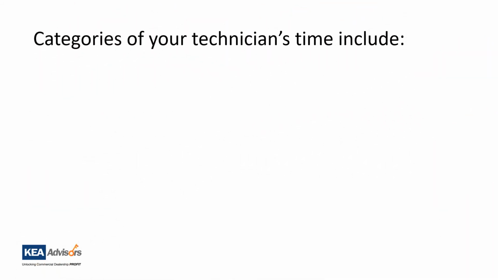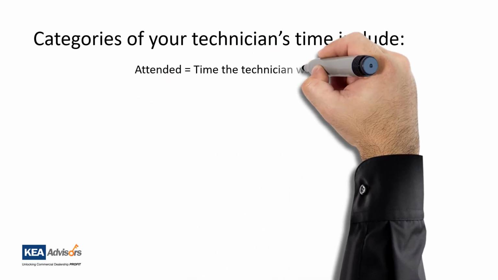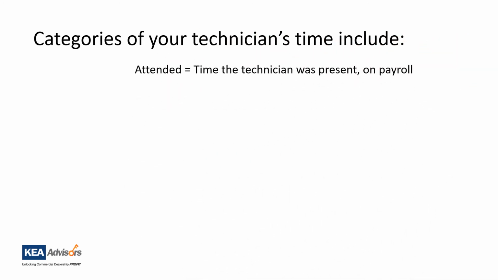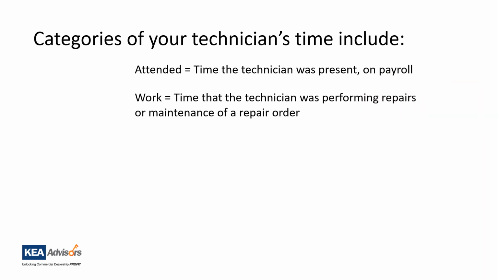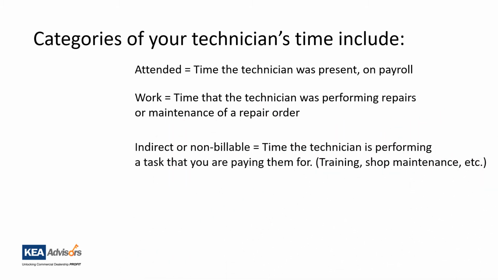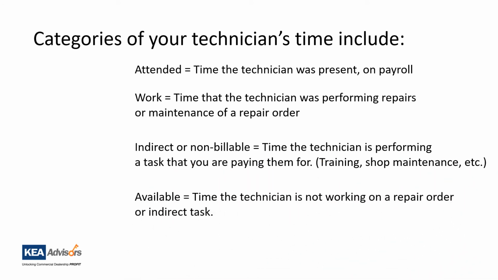Some of the categories we'll be looking at in this class are attended time, the time the technician was present or on payroll; work time, defined as the time the technician was performing repairs or maintenance on a real repair order, not a shop ticket; indirect or non-billable time, which is time that the tech was doing nothing or was doing training or shop maintenance, etc.; and available, which is when he's not punched on anything at all.